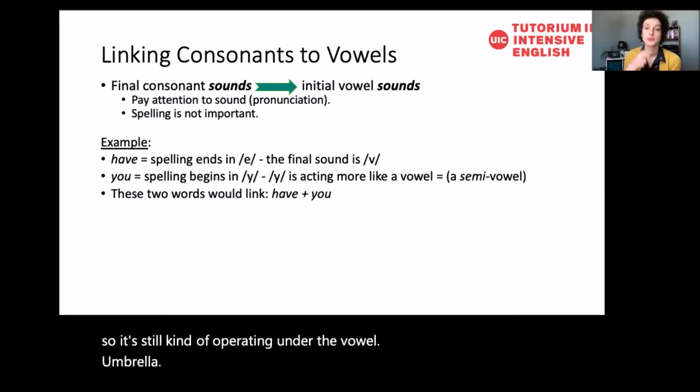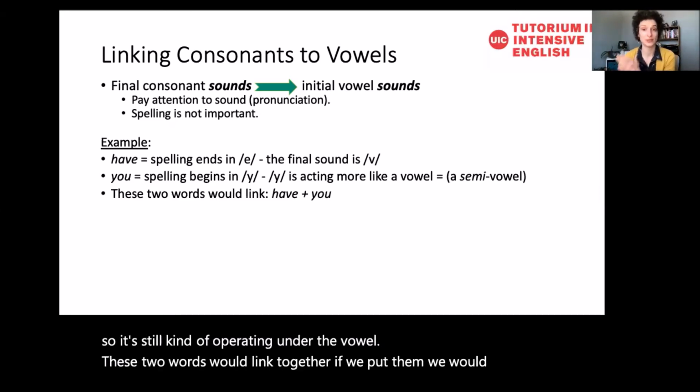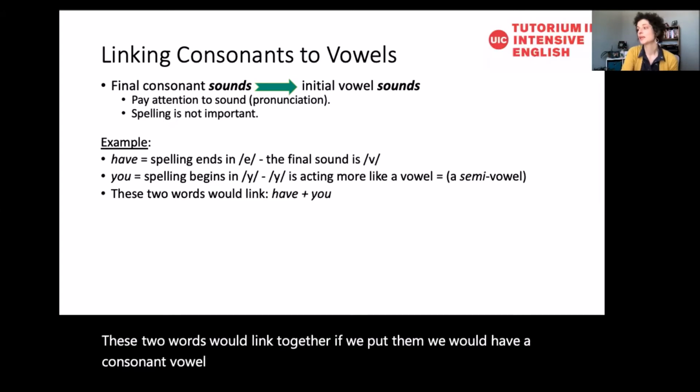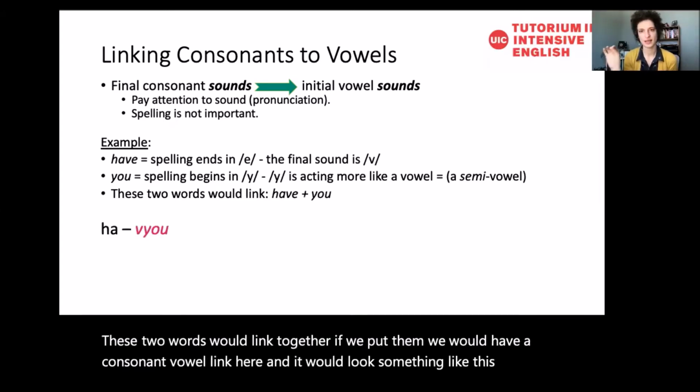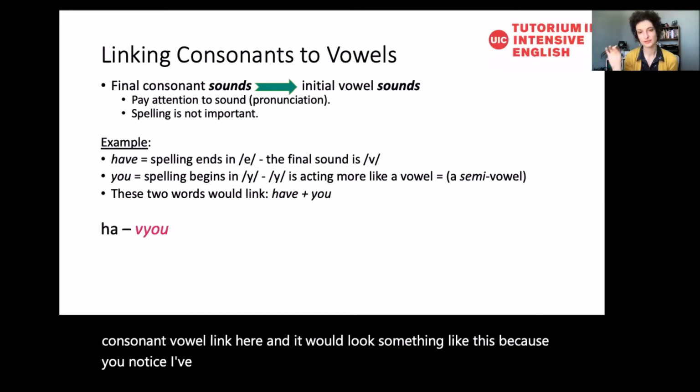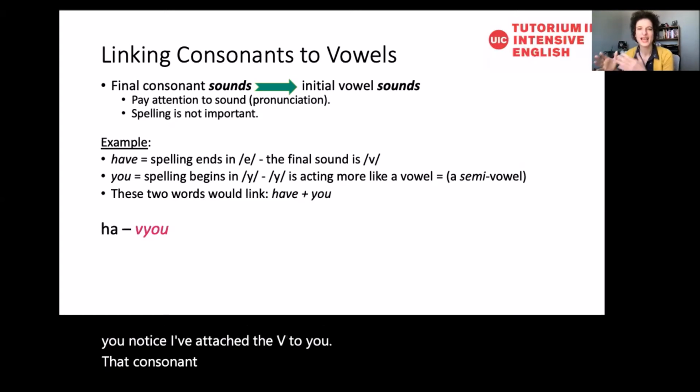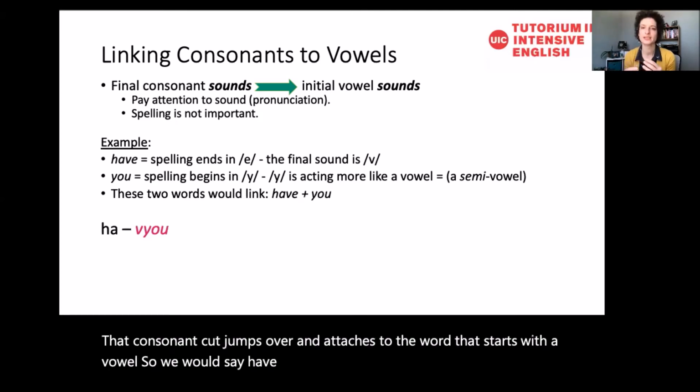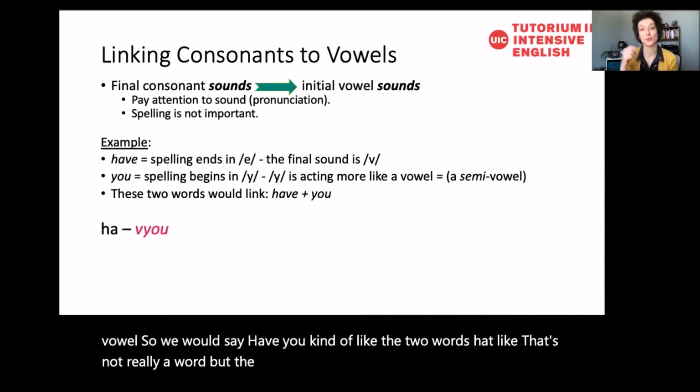These two words would link together. If we put them together, we would have a consonant-vowel link here. And it would look something like this because you notice I've attached the V to you. That consonant kind of jumps over and attaches to the word that starts with a vowel. So we would say, have you. Kind of like the two words ha, like that's not really a word, but the sound ha, and the word view, like to look, right?